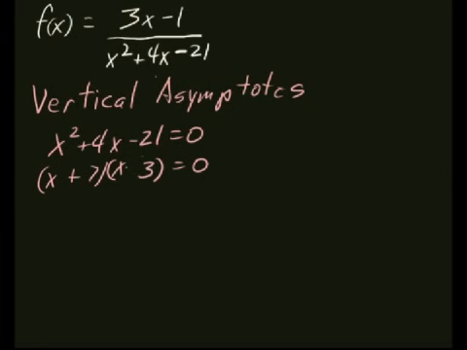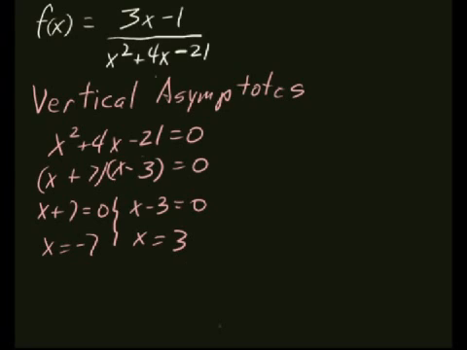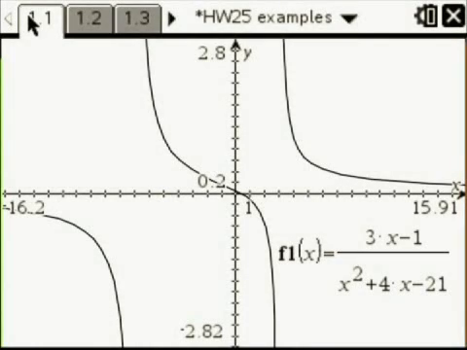Solve this equation for x. In this case, it's a quadratic, so I'm going to try to factor it. And I'm going to find I have two vertical asymptotes. One when x is equal to -7, and the other when x is equal to 3. It would help to take a look at the graph of this function. As you can see, there's our asymptote at x equals 3, and this function also has another vertical asymptote at x equals -7.